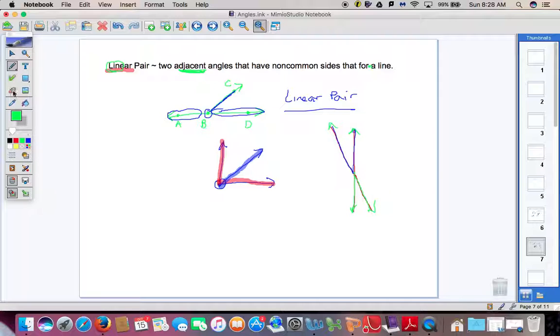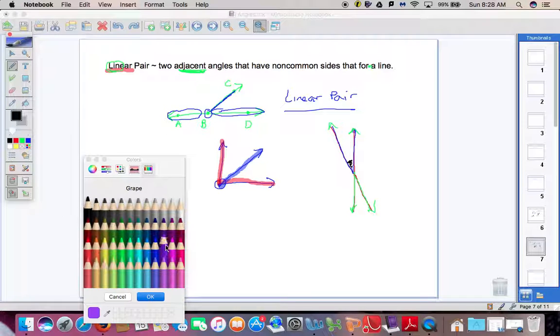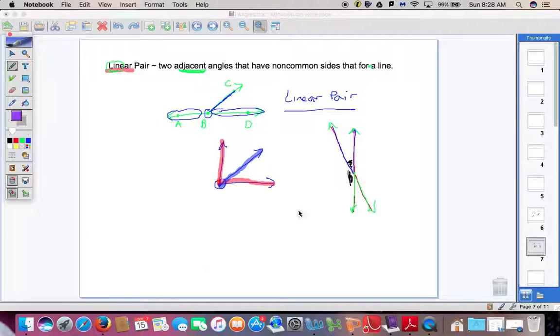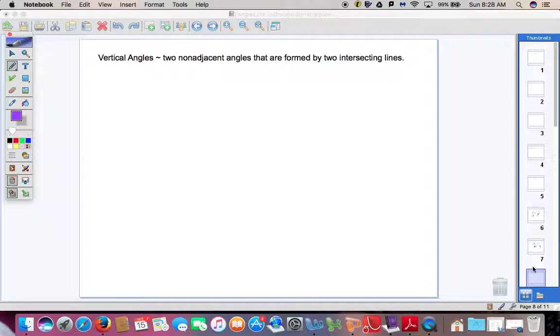Now, if we were talking about this angle here, and then this angle here, we could say, yes, they are a linear pair. But if you're specifically looking at this angle and this angle, then we would say, no, they are not. Okay, vertical angles. Two non-adjacent angles that are formed by two intersecting lines.